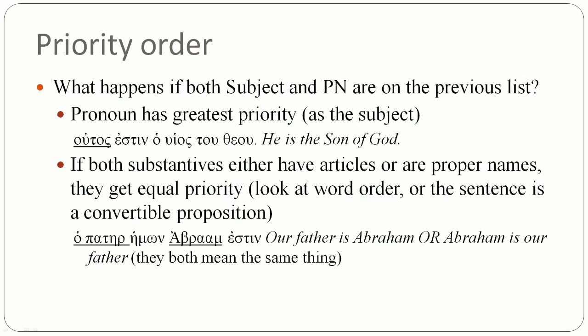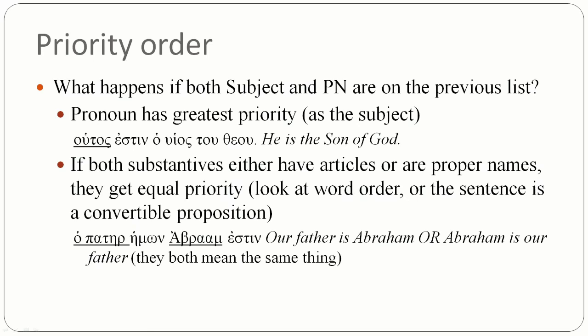So in this sentence, notice, houtos estin ho huios tou theou. You have the pronoun in the nominative, houtos, and you have the articular noun, ho huios. Which one is the subject? Well, the pronoun has the priority. So when you translate the sentence, it is not "the Son of God is this one." It is "he, or this one, is the Son of God." Right? Pronoun is the top of the pyramid for being the subject.